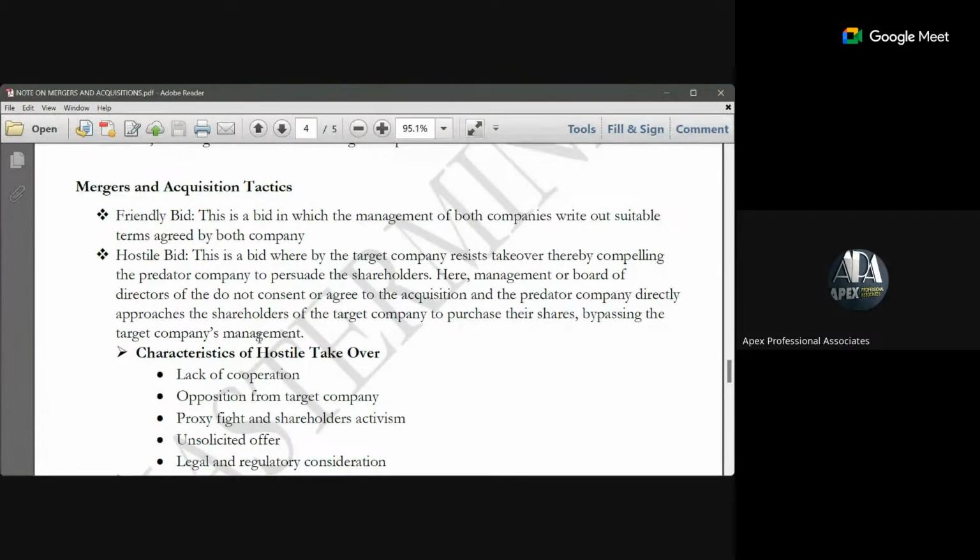In a hostile bid, the target company now resists the takeover. That is, they are against the takeover, which will now lead the predator company to persuade the shareholders. We all understand that the management in a business differs from the shareholders. The shareholders are the sole owners of the business, while the management are the agents that are working as a representative of the shareholders.